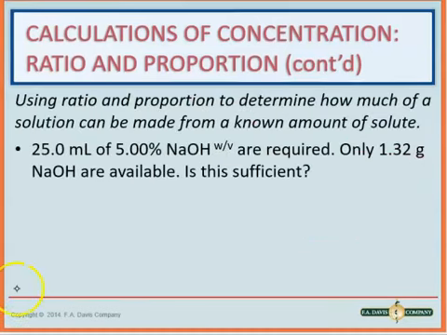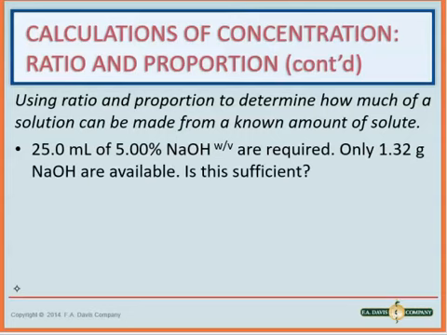In this problem, we're trying to see if we have enough of a volume. So the x is going to be in a different location than the previous examples that we looked at. Let's read our word problem. 25 ml of a 5% NaOH are required. Only 1.32 grams of NaOH are available. Is this significant? So again, we're looking for the volume.